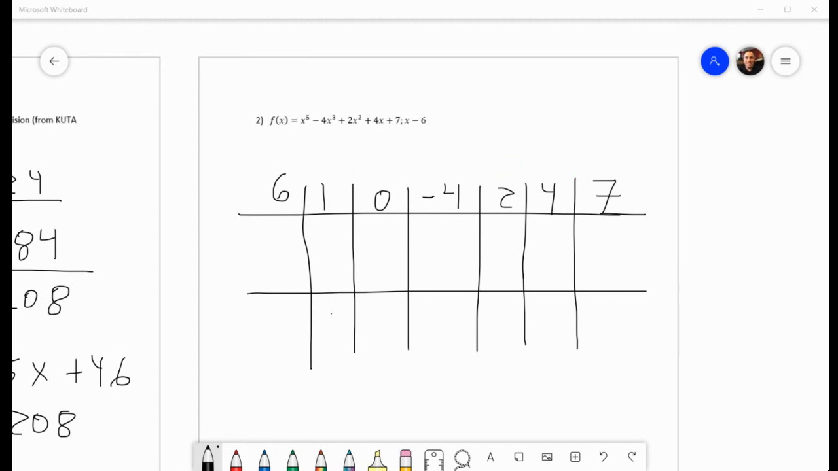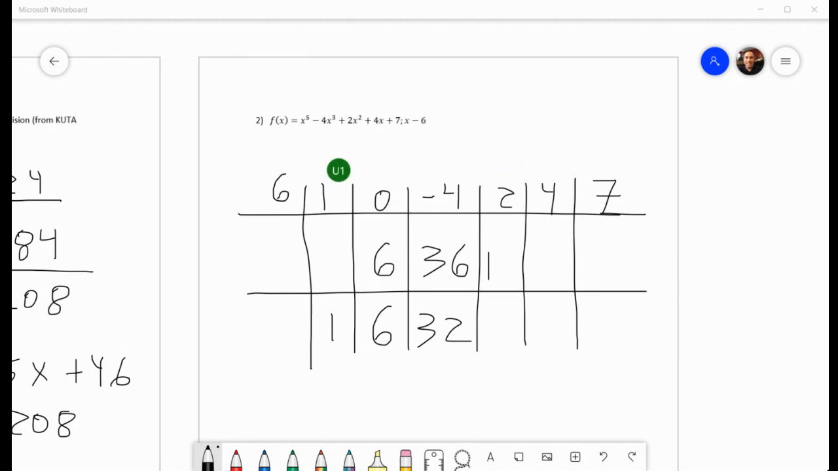So the 1 comes down, right? And what do we do? We multiply. So we do 6 times 1, that's 6. And then you add 0 plus 6 is 6, right? So we get this. Okay, so that's what we have so far. 6 times 6 is 36, right? Now you add that to negative 4, you get 32. Good. Next we do 6 times 32.